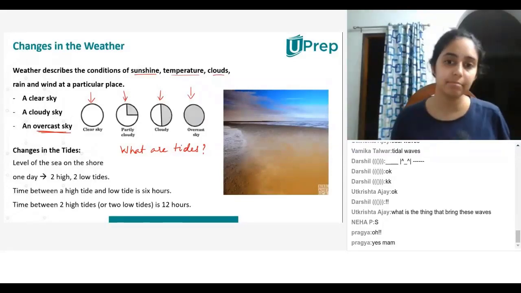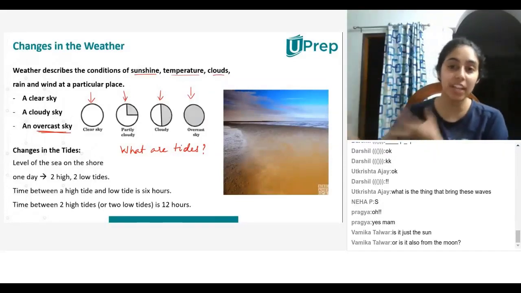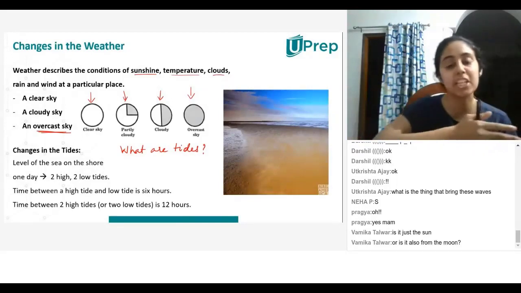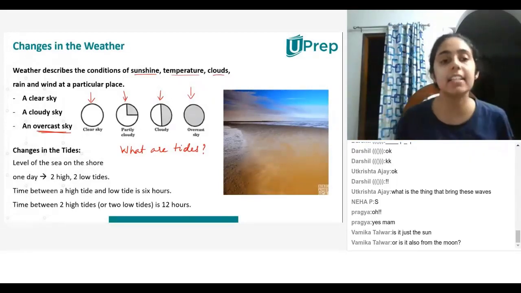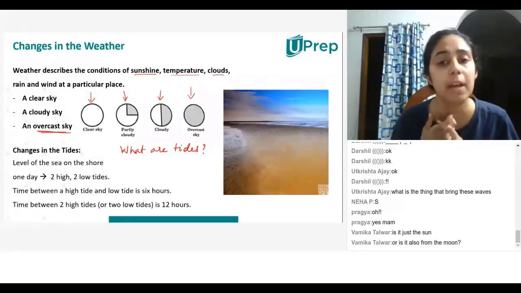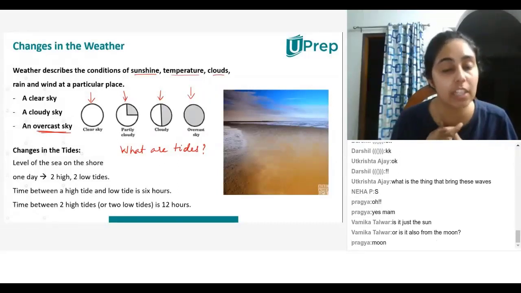Is that clear? Asking me what is causing the waves to move towards the beach? Yeah, so one, there is pressure difference. The other thing is the sun and the moon. It can also be because of the rotation of the earth.